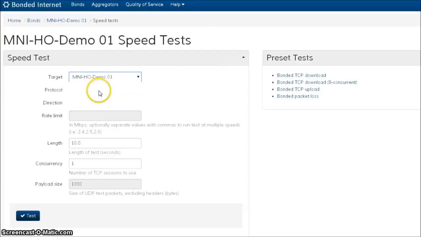So let me go and pick on the weakest of the 2, leg 51, currently in ETH1, and I'm going to run a quick TCP download test. I'm not going to rate limit it at all. I'm going to give it 5 seconds to run. I'm going to add some concurrency to make sure I really maximize the bandwidth in that pipeline, and I'm going to hit test.